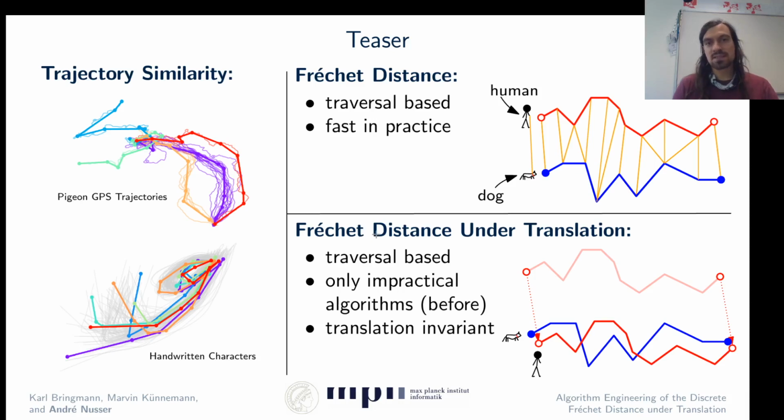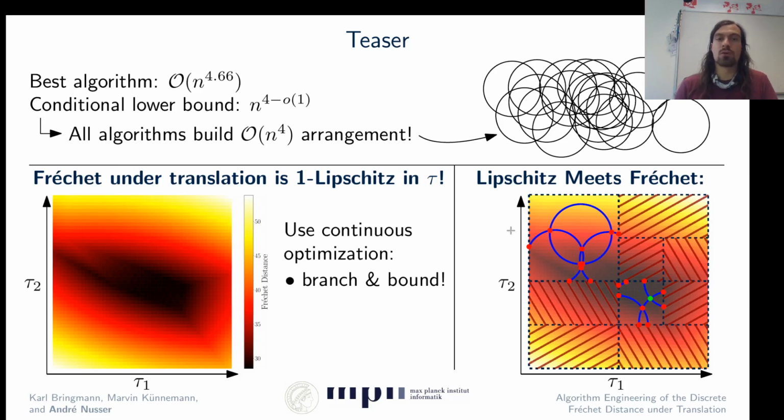Unfortunately, the Fréchet distance is not translational invariant, but the Fréchet distance under translation is translational invariant. So what does it mean that it's not translational invariant? It means that if I move one curve, then actually the Fréchet distance changes. But if I'm only interested in shapes, like for characters, then I want something translational invariant, and that's the Fréchet distance under translation. But the issue there is that until now there were no practical algorithms, and this work changes that. So why were there no practical algorithms?